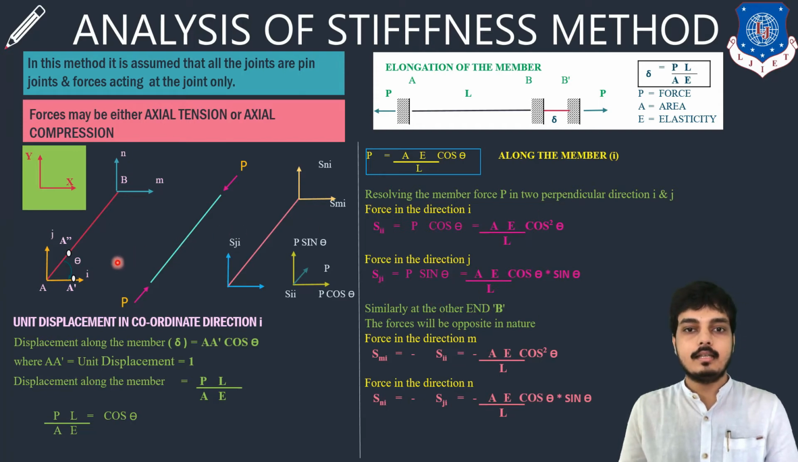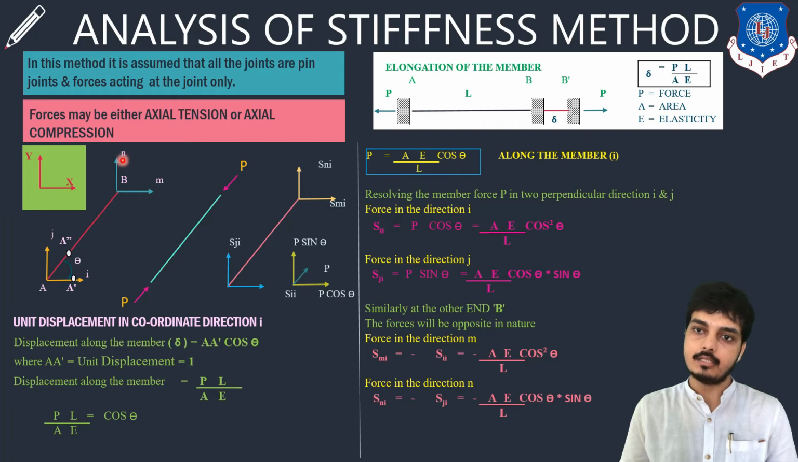Totally similar to this, for joint B we'll be doing in m direction and in n direction. This will be the same but opposite in nature, because this is going in this direction and it is coming in the opposite direction. We have done this. Now for this, here it will be horizontal and here it will be vertical. So it will be opposite to this S11 and S21. Let's see.